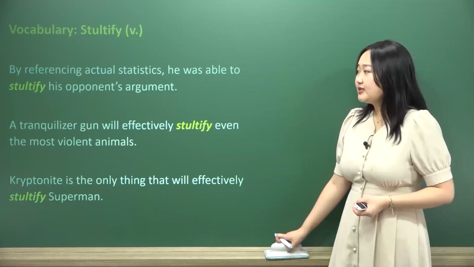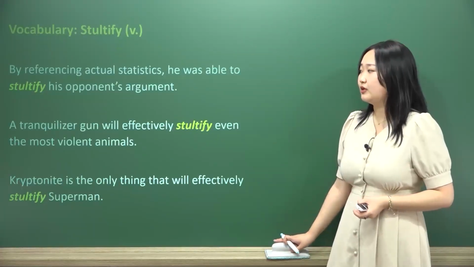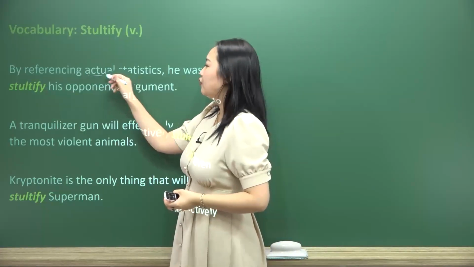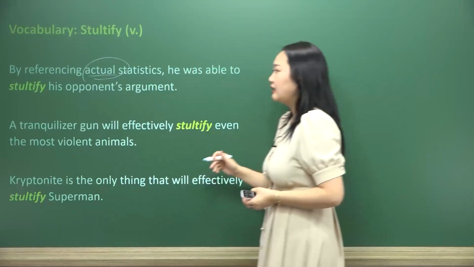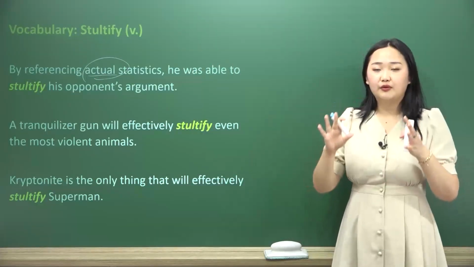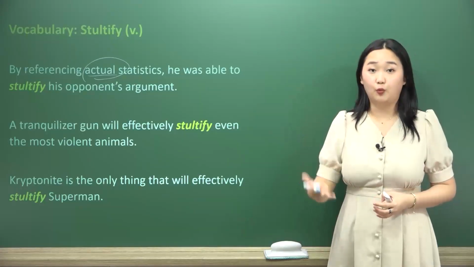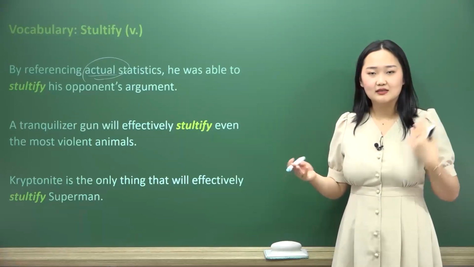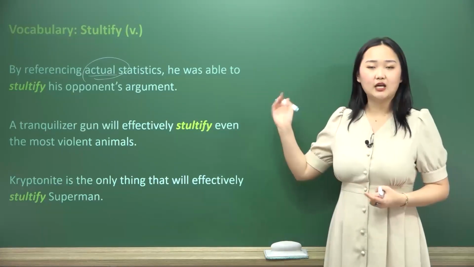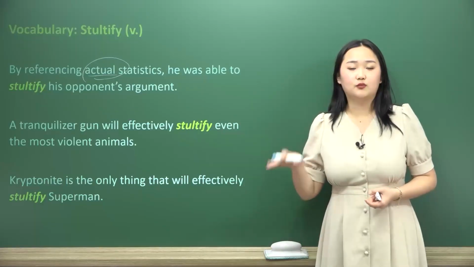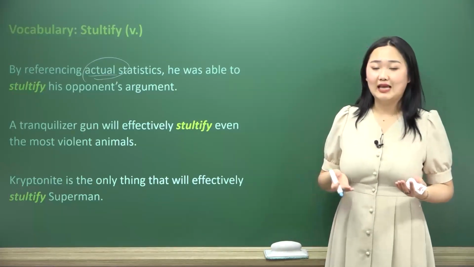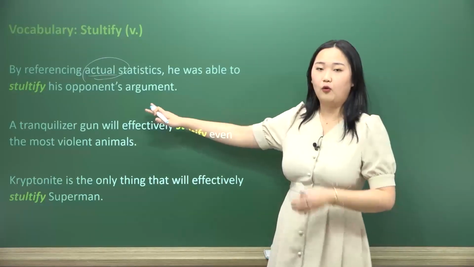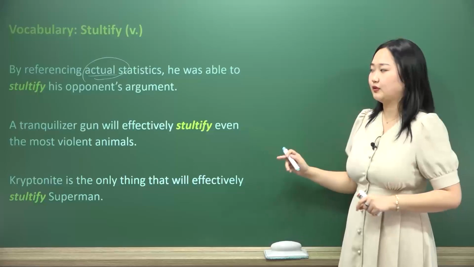By referencing actual statistics, he was able to stultify his opponent's argument. By using real stats, by using actual, realistic facts in his argument, he was able to prevent the opponent from actually winning the argument by saying, hey, well, listen, I have facts, I have statistics. In this debate between me and you, I can pull up numbers. Then what happens to the opponent? They can't really say anything because it's proven with numbers, with facts. And so he's able to stultify or invalidate anything that he says afterwards.